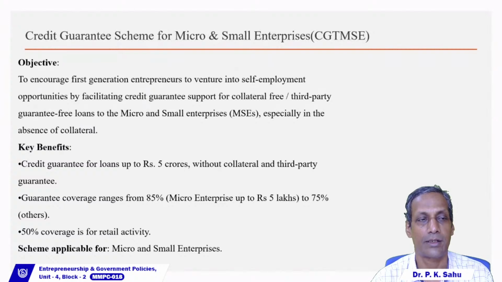The objective of this scheme is to encourage first-generation entrepreneurs to venture into self-employment opportunities by facilitating credit guarantee support for collateral-free, third-party-guarantee-free loans to micro and small enterprises, especially in the absence of collateral. And what are the key benefits? Credit guarantee for loans up to 5 crores without collateral and third-party guarantee. Guarantee coverage ranges from 85% to 75%: 85% for micro enterprises up to rupees 5 lakhs and 75% for others. Now, 50% coverage is also given for retail activity. The scheme is applicable for micro and small enterprises, as I have already told you while discussing the program initially.